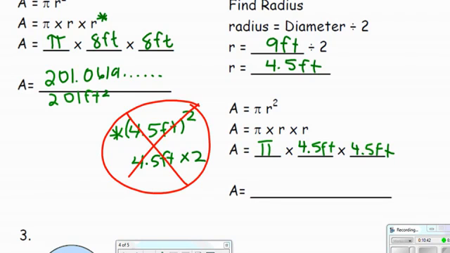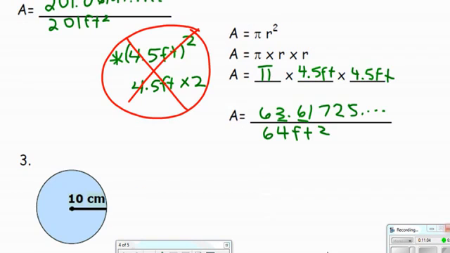When we use pi times radius, we get 63.61725, which gives us 64 feet squared, right? If we're rounding to the nearest whole, we look to the tenths place, and the 6 is larger than 5, so we round up.